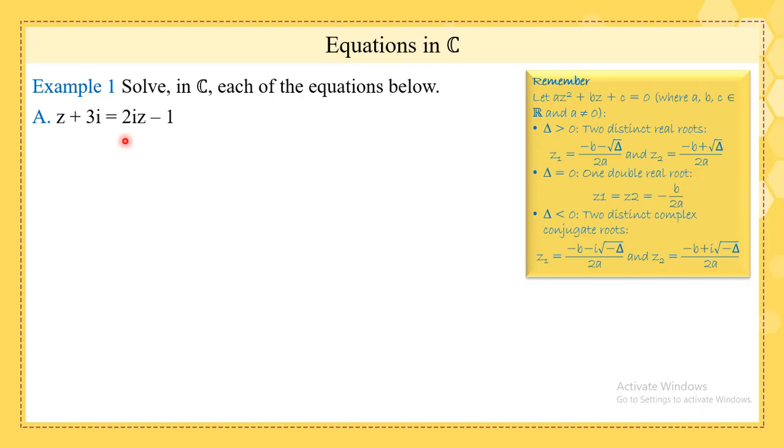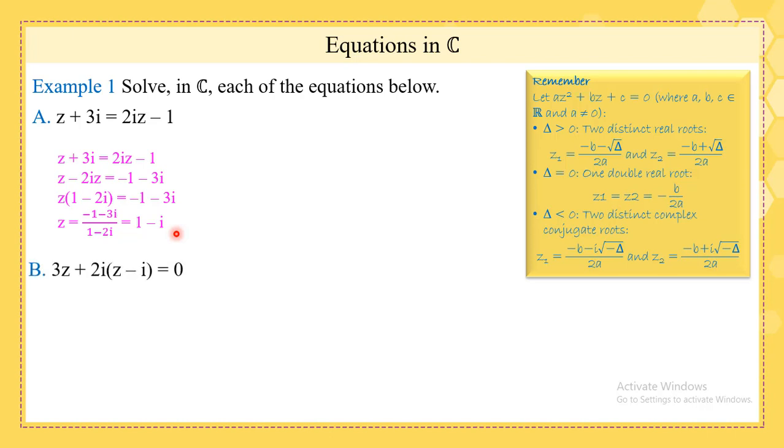It's an equation of degree 1. So we try to isolate z. We put z alone, non-z alone. Then if we take z in common, this is what we get. Then z would be minus 1 minus 3i over 1 minus 2i. And if we simplify it using the calculator, we get 1 minus i.